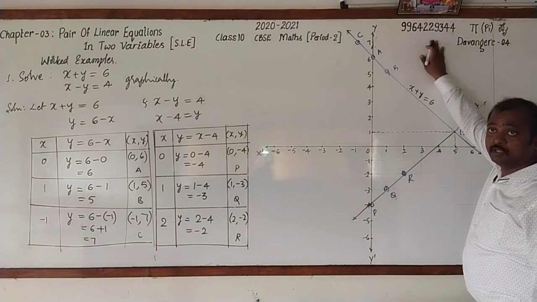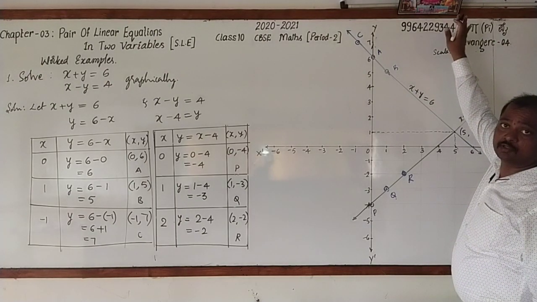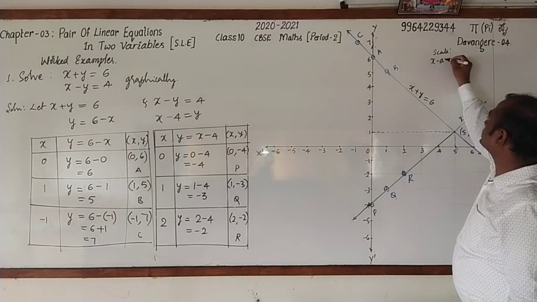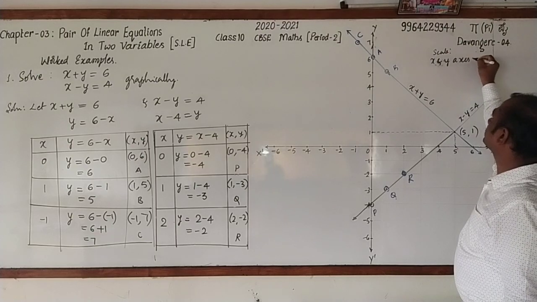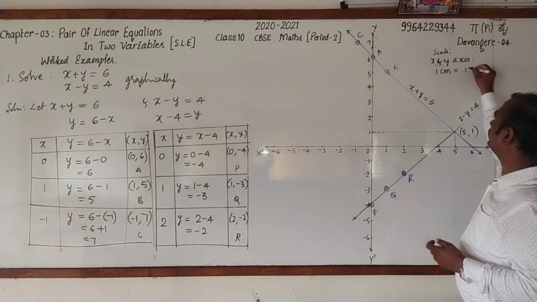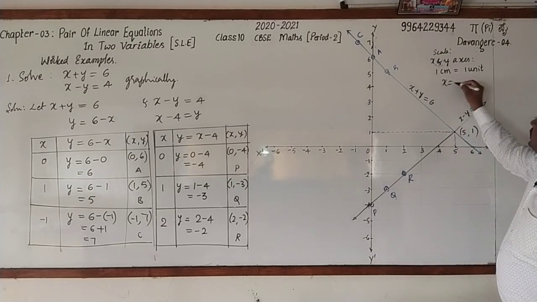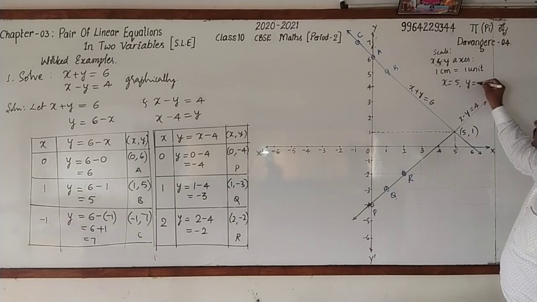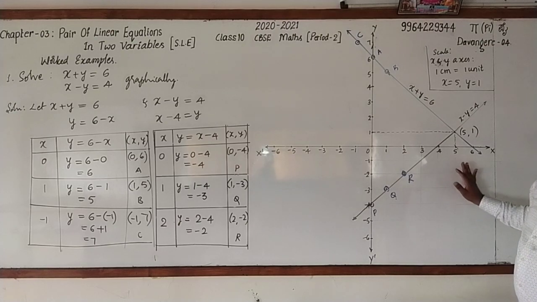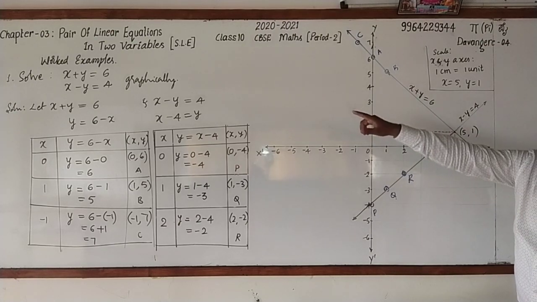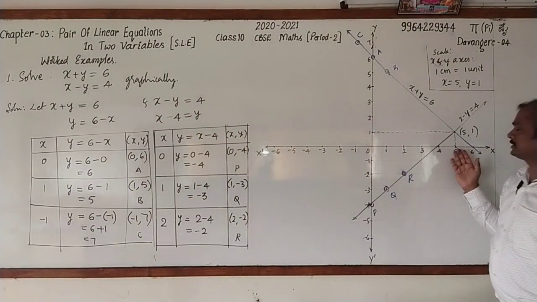Clear? And here, without fail, you have to write the scale, which is much important. You have to write at the top of right corner. In x and y-axis, 1 centimeter is equal to 1 unit. And if you want to write the values of y, x is 5 and y is 1. Understood? So this is the way we can draw the graph of the given pair of linear equations in two variables to find out the values of the variables.